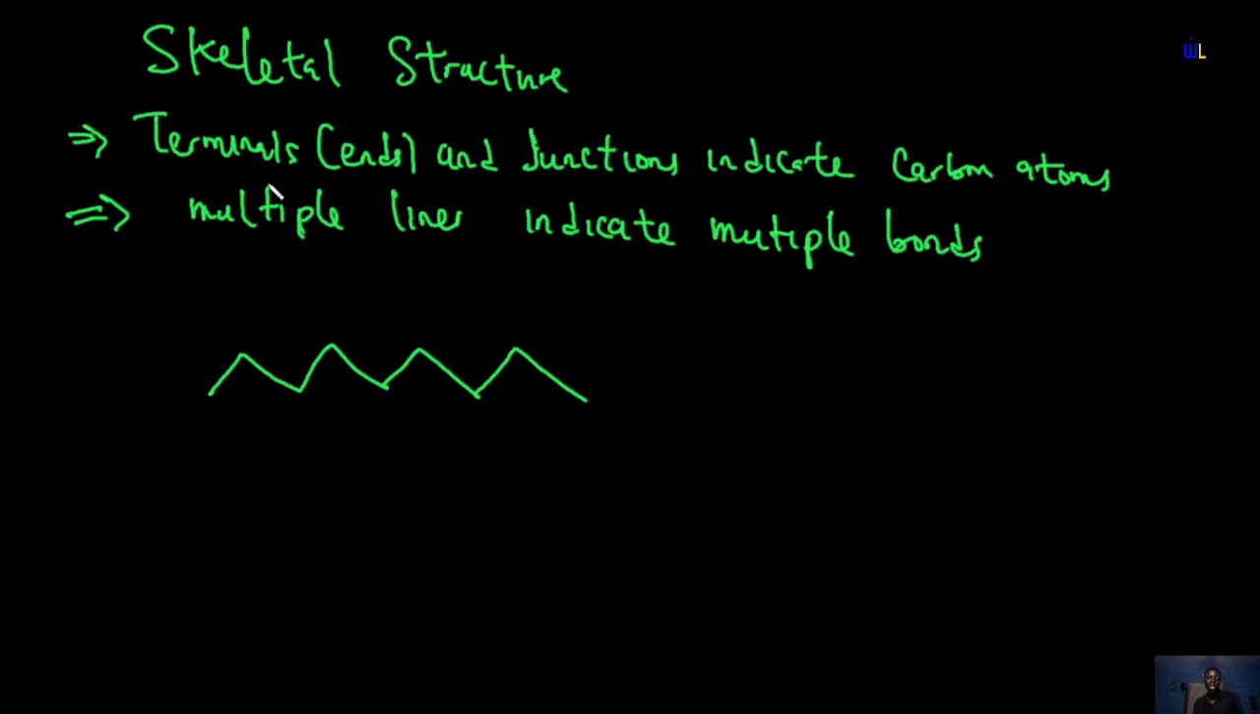The point said terminals and junctions. This is a terminal, so this is a carbon atom. This is a junction, so this is a carbon atom. This is another junction, a carbon atom. Carbon, carbon, carbon. This is a terminal carbon. So each of these things represents a carbon atom. If we are to name this, it's 1, 2, 3, 4, 5, 6, 7, 8, 9. Because it is all single bonds, it's an alkane, and this is going to be nonane. I hope this is clear.